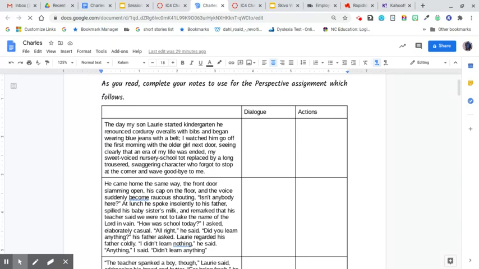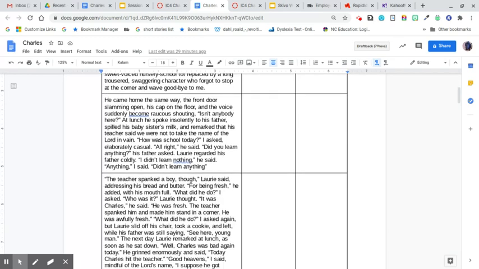So, in my dialogue box, I might make some notes about the fact that the mother is a little melancholy, a little bit sad that her baby boy is growing up. And the actions that we see here are the change in the boy, where he goes from wearing overalls with bibs, kind of that toddler look, to the big boy pants. And he doesn't stop and wave goodbye to mom. He's getting a little bit of independence. Those are the kind of things I would put in dialogue and action. That's what we're looking for, ladies and gentlemen. Let's continue.